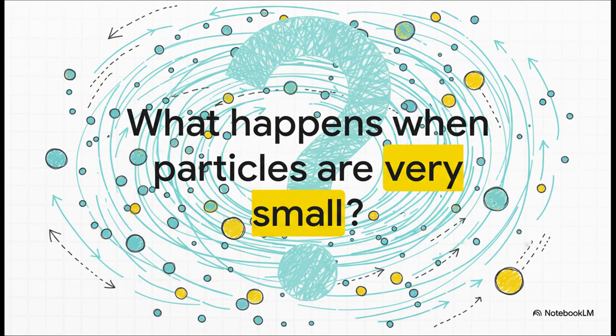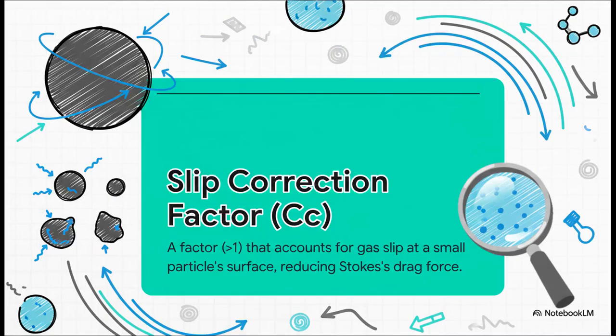So here's problem number 1 with our ideal model. What happens when particles get really small? I mean, so small, they're about the same size as the average distance between air molecules? Well, that no-slip assumption we just talked about, the one that says air sticks to the particle's surface, it completely falls apart. So what's the fix?